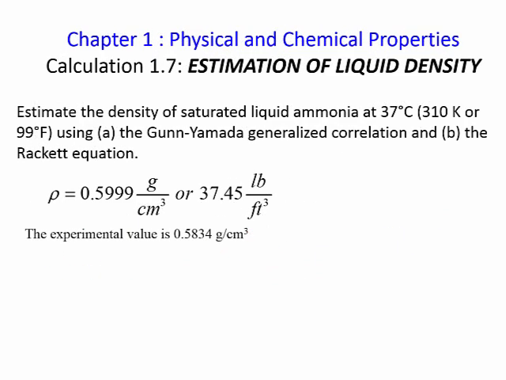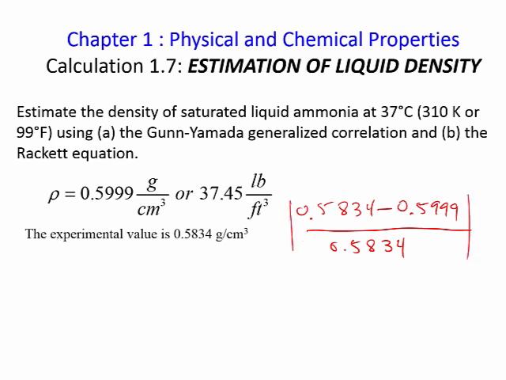If we calculate the relative error, it would be equal to 0.5834, the experimental value, minus 0.5999 that we just calculated, over the experimental value. If we take the absolute value and get the percentage, we will come up with a relative error of 2.8%.